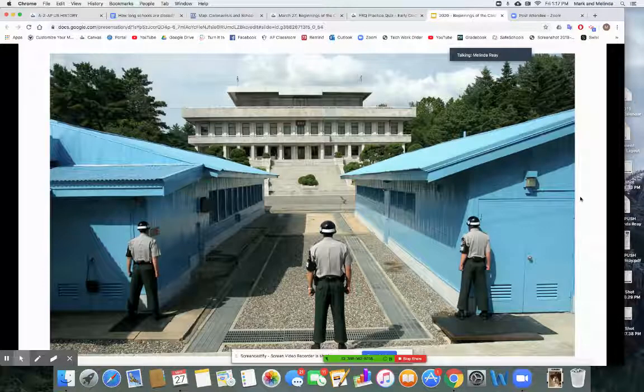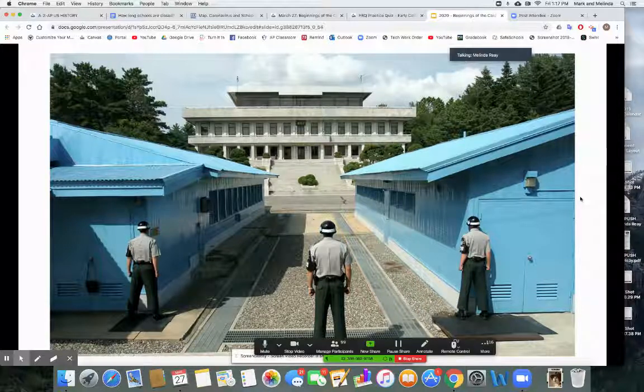So what does Korea look like today? So this is the DMZ. So this is the border between North and South Korea. And it is heavily, heavily militarized. The two different countries are not happy with each other, and it creates this very big stagnant.